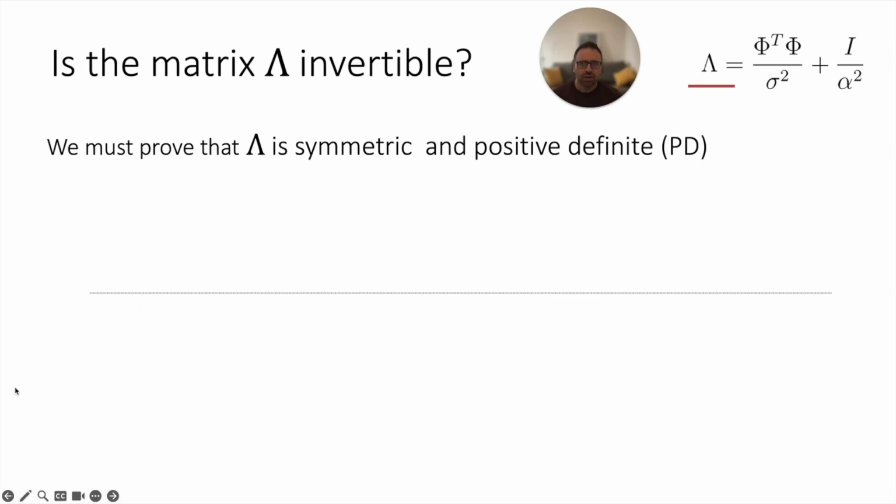Something we need to check now is if this matrix lambda is actually invertible. So now we will quickly prove that. To prove that a matrix is invertible, one way is to prove that it's symmetric and positive definite. And to prove that, we need to prove two things.